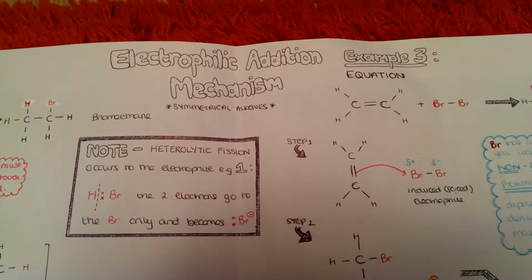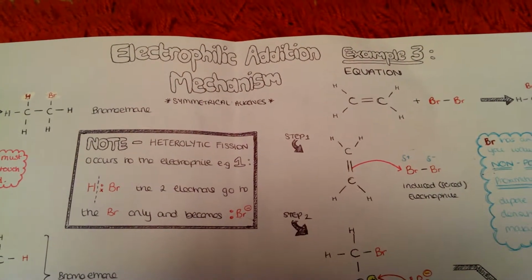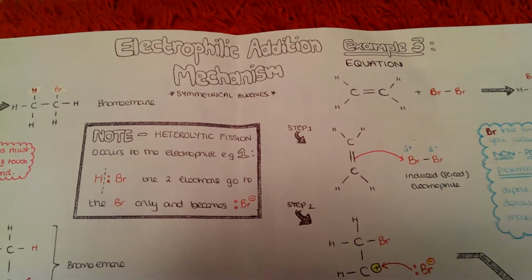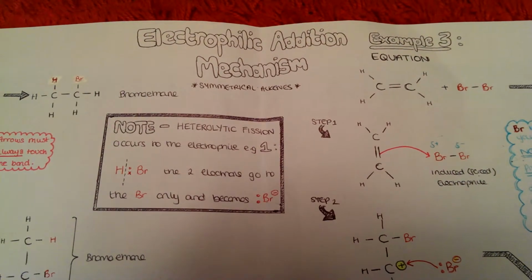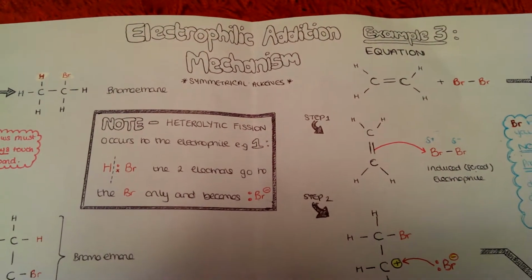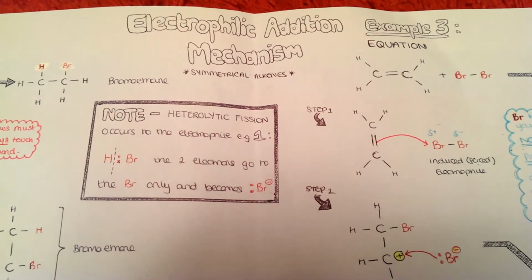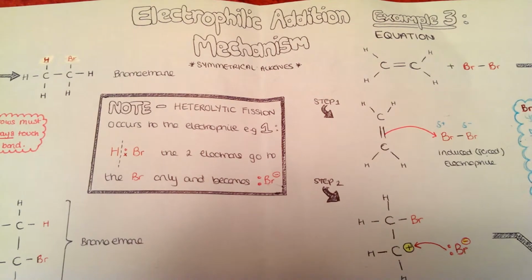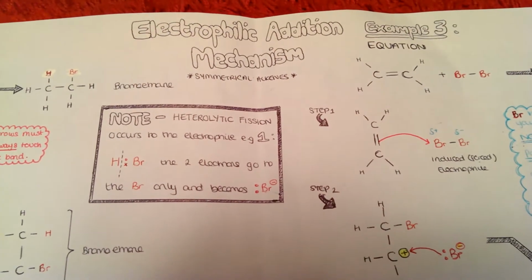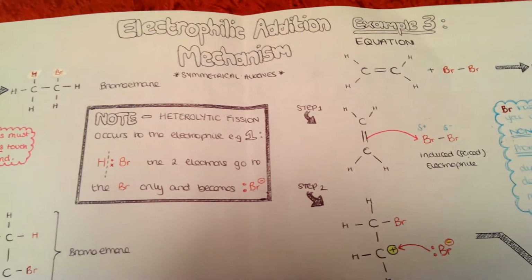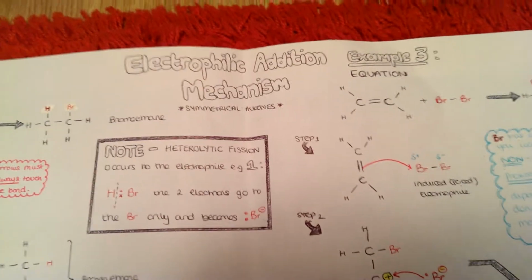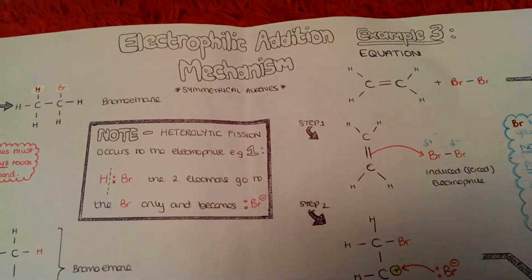In this video I'm going to talk about electrophilic addition mechanisms for AQA AS Chemistry. In 3.2.9 Alkenes is a section saying that you need to know addition reactions of alkenes, understand the mechanisms of electrophilic addition of alkenes with HBr, H2SO4 and Br2. These are the three examples I'm going to use in this video for symmetrical alkenes.